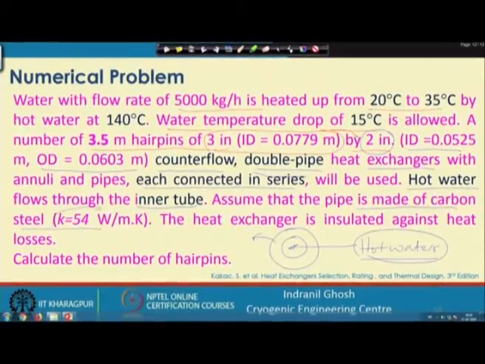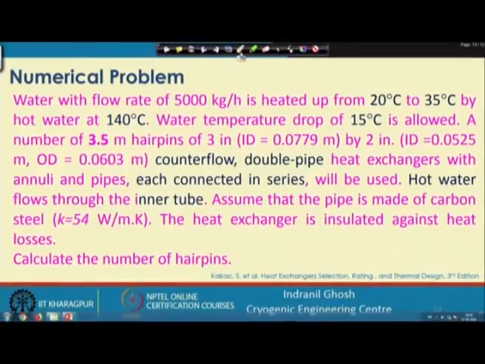Once we know the material, we know its thermal conductivity, and the heat exchanger is insulated against heat losses. That means this part of the exchanger is insulated, so there is no external heat, and we need to calculate the number of hairpins. With this information, let us try to solve this numerical problem.